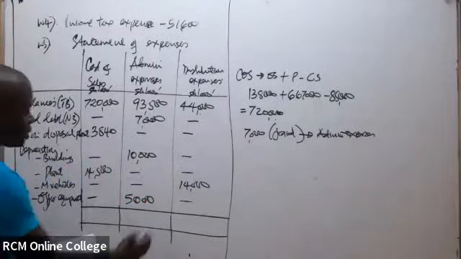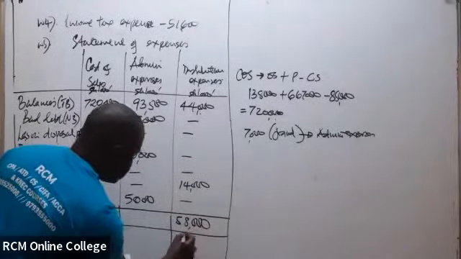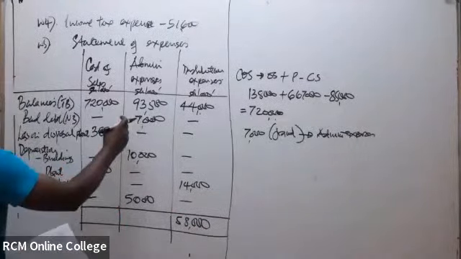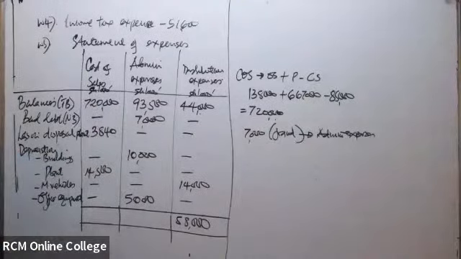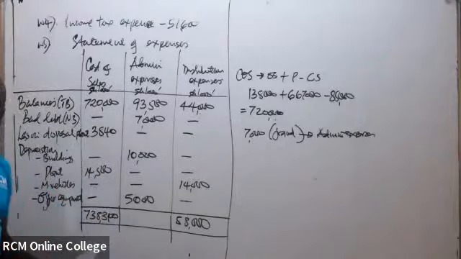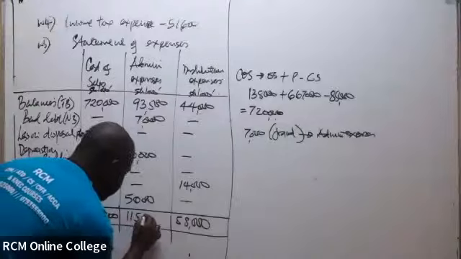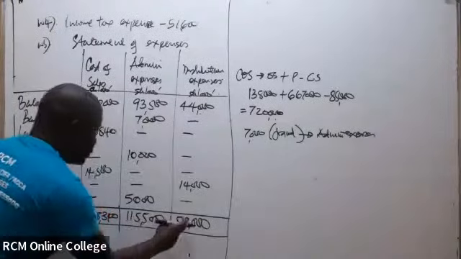So this one is 58 million. What about cost of sales? Cost of sales is 738,340. What about admin? Admin is 115,500. And I hope this one is okay.